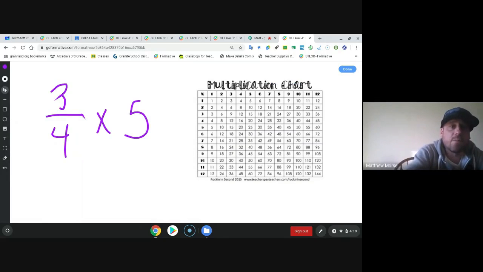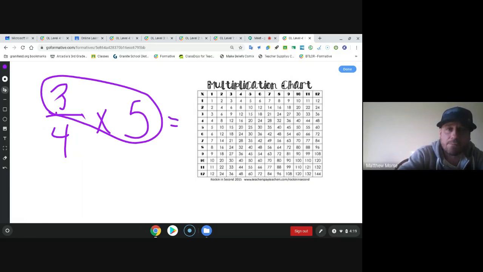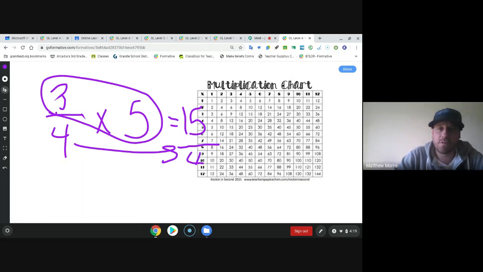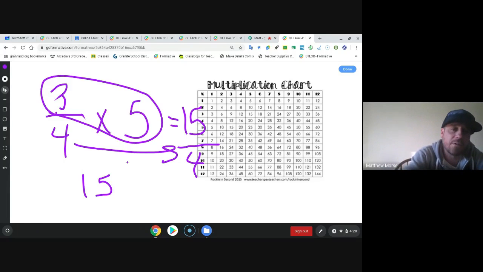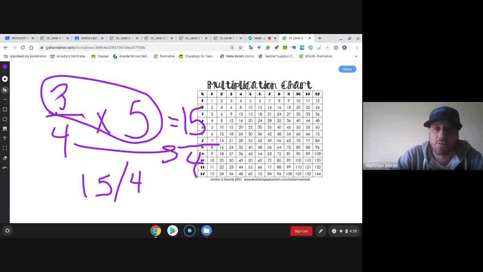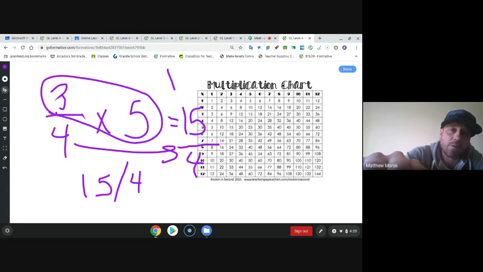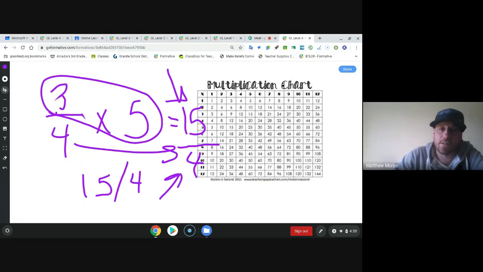All you need to do is multiply the numerator times your whole number as your first step. So 3 times 5 is 15. And then you just bring your denominator over and it's the same, 15/4. When you type it on this level, you'll just type 15/4. Because remember, it's an improper fraction, so your numerator here is bigger than your denominator.